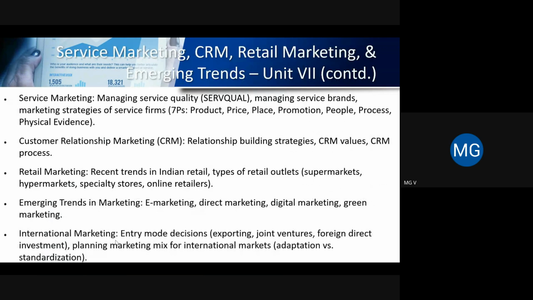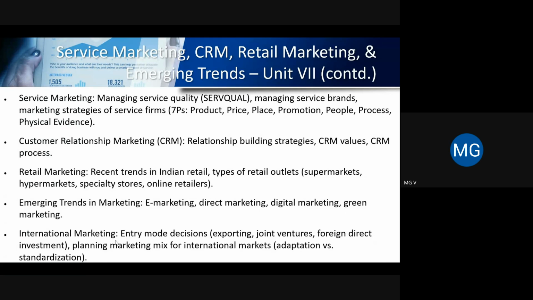Service marketing focuses on the unique challenges of marketing intangible services. Service quality is crucial for service success and can be measured using the SERVQUAL scale or SERVQUAL model. I hope you know the full form, from where we get this word SERVQUAL. Serv from service, QUAL from quality. So we have taken the first four alphabets from the two words, service quality, SERVQUAL. So you understand the logic and you can retain.